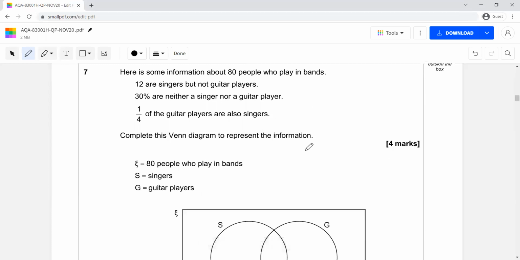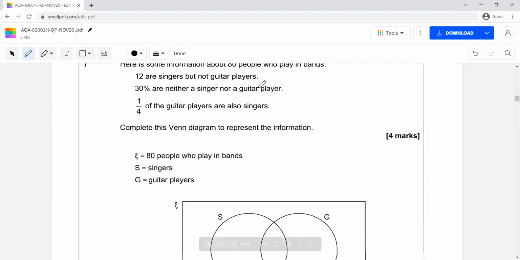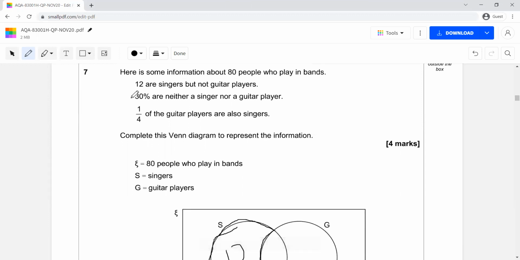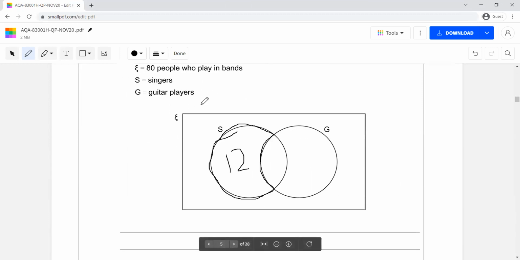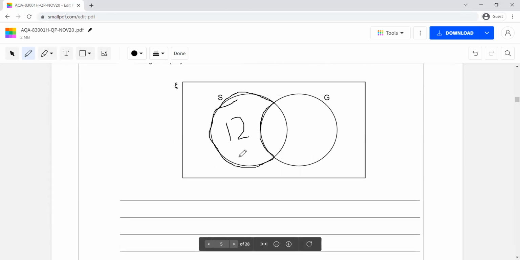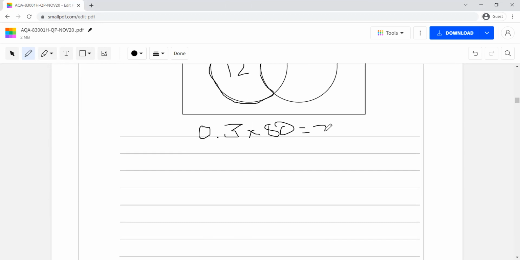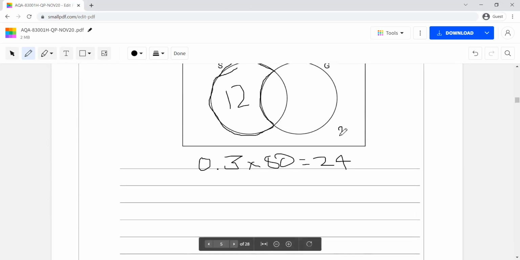So I'm going to put the obvious information straight away. 12 are singers but not guitar players. So singers but not guitar players is this region over here. I'm outlining. This is singers but not guitar players. So we know this is 12. Then what else do we have? 30% are neither singer nor guitar player. So outside the circles, that represents neither singers nor guitar players. So 30% of 80, which is 24, do neither. So we have 24 outside the circle.